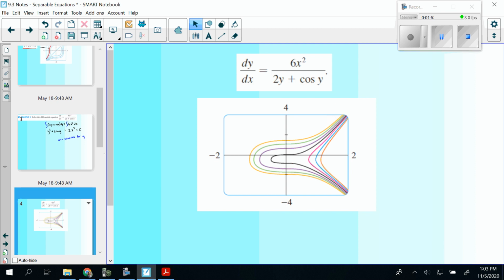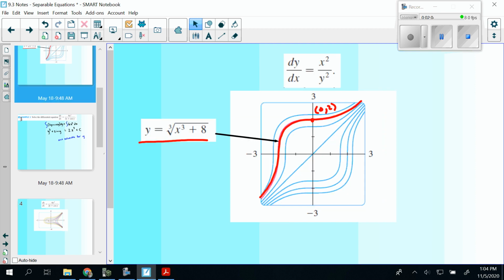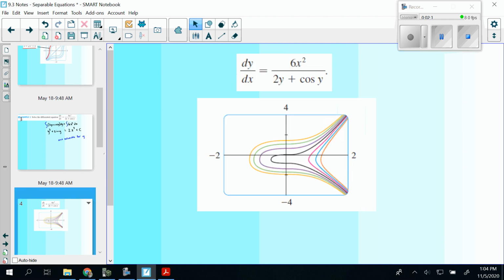You can see that a lot of these do not pass our vertical line test. And since they don't pass our vertical line test, they're not functions, which means you can't write them as a y equals type function there. Whereas our last one, all these ones do pass the vertical line test. That's why we were able to solve that one for y.